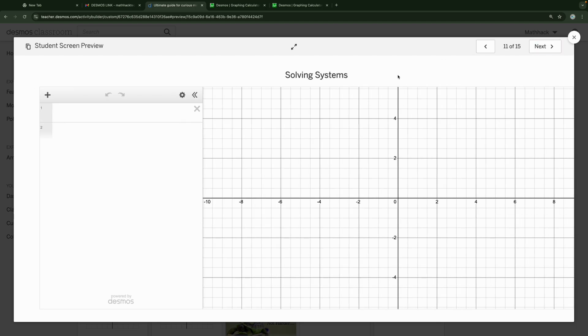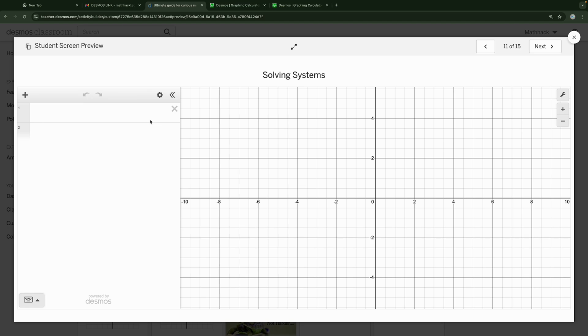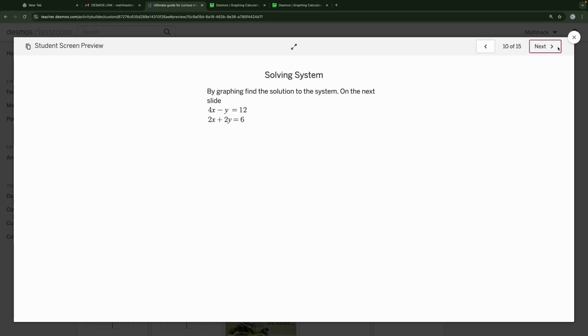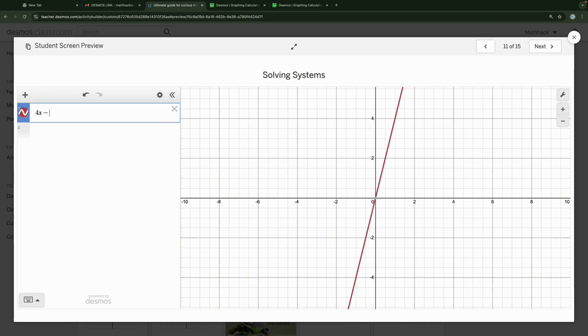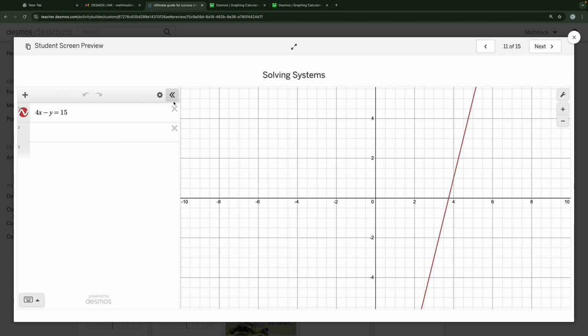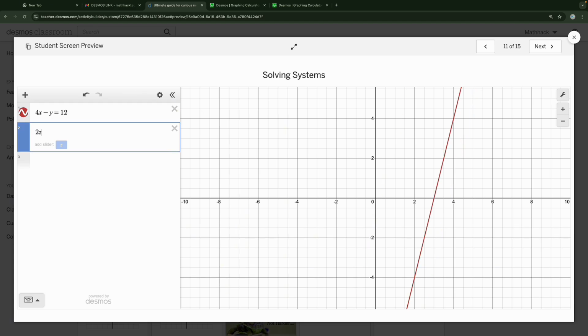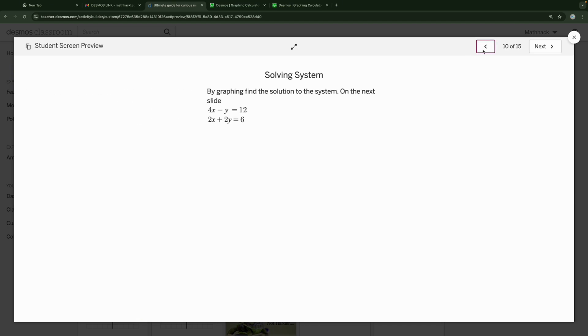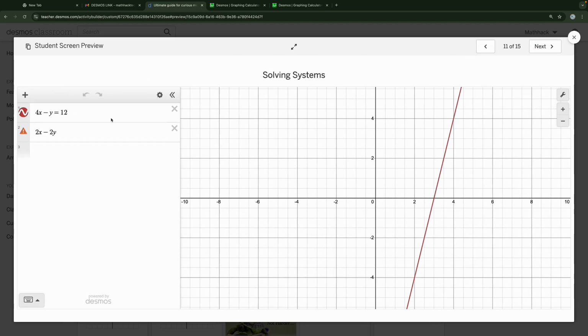All right, and on systems you can get access to solving equations, and the equations here would be 4x minus y equals 15, and then we have 2x plus 2y equals 6.